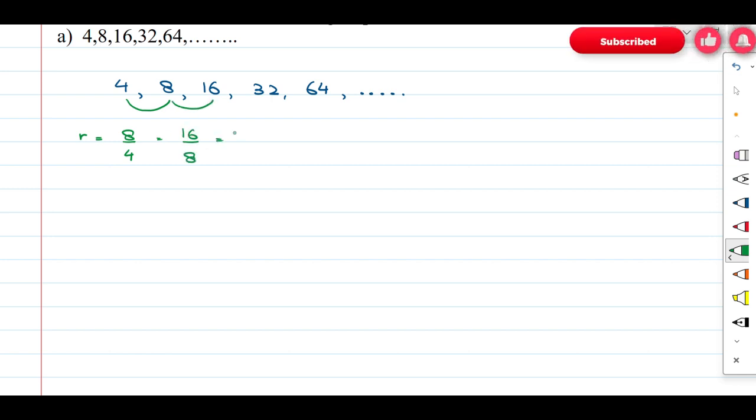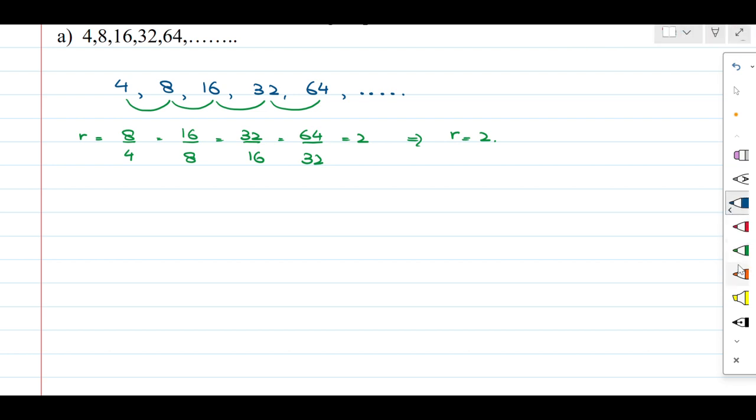This is also 2. The ratio between 16 and 32 is 32 over 16, which is also 2. The ratio between 32 and 64 is 64 over 32, that is also equal to 2. So from here we come to know that the common ratio for that sequence is 2. So this is a geometric or exponential sequence, right?